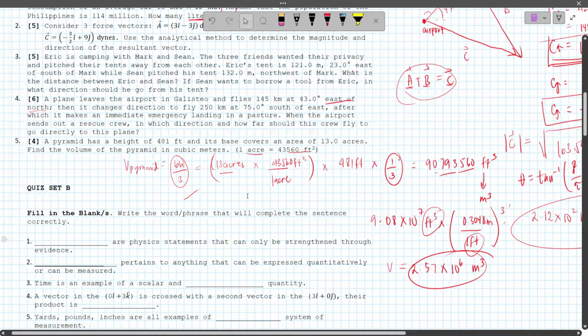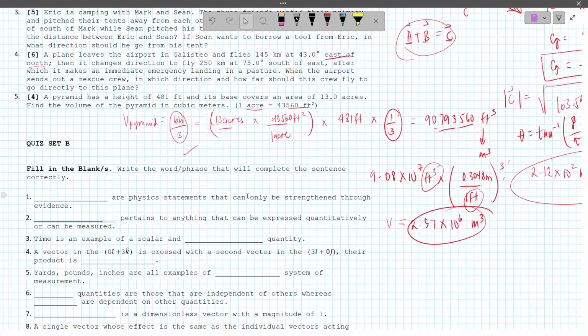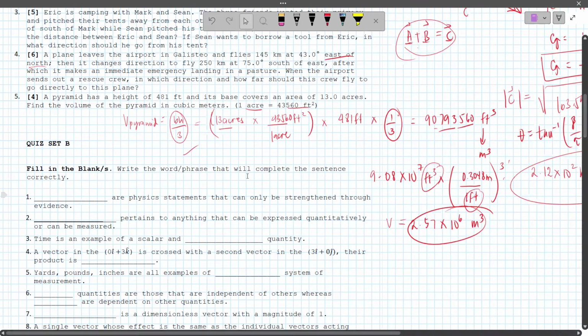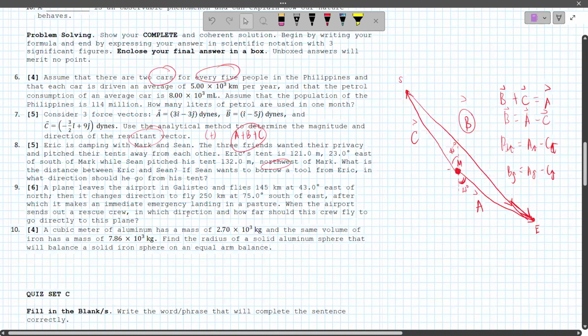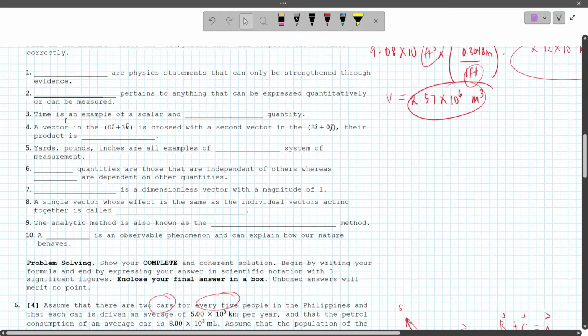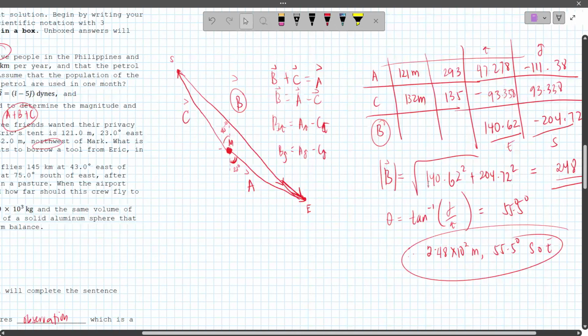So again, set A and set B have mostly the same questions. For this one, we just change item number 5. Item number 5 of set A is this one. For set B, it's this one. Relatively a bit more difficult than set A.